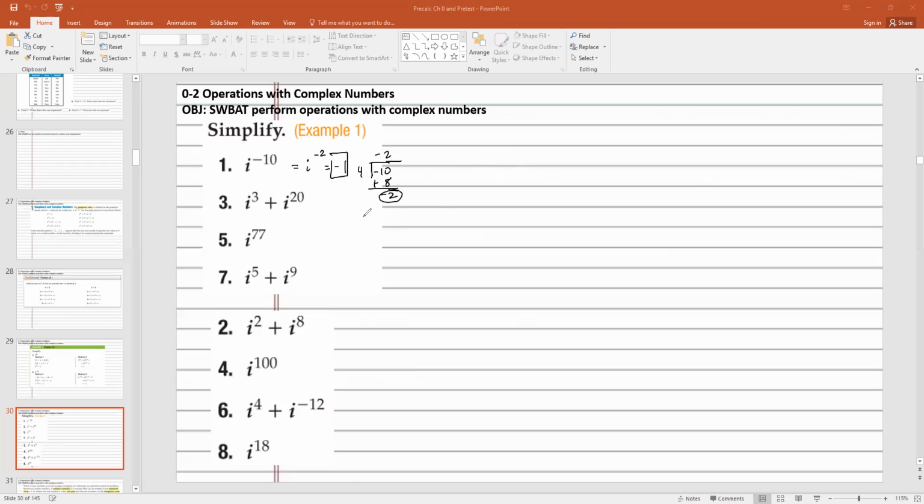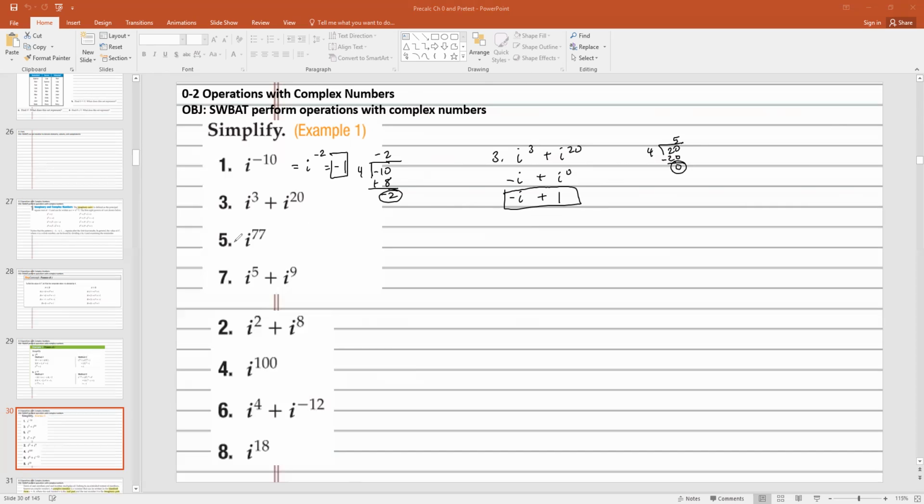And for number three we have i cubed plus i to the 20th. i cubed we know is negative i. i to the 20th: 20 divided by 4 is 5, and that's a 0 remainder. So that means it's going to be i to the 0, which is just 1. And there you go. That's our answer. Negative i plus 1.